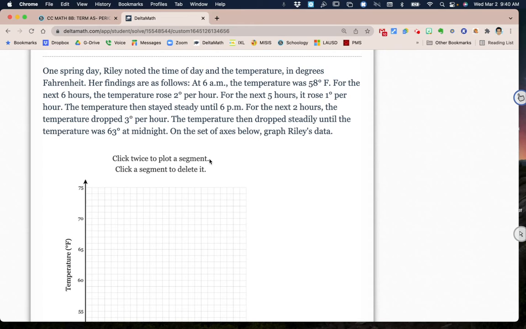At 6 a.m., the temperature was 58 degrees Fahrenheit. For the next 6 hours, the temperature rose 2 degrees per hour. For the next 5 hours, it rose 1 degree per hour. The temperature then stayed steady until 6 p.m. For the next 2 hours, the temperature dropped 3 degrees per hour. The temperature then dropped steadily until the temperature was 63 degrees at midnight. On the set of axes below, graph Riley's temperature data.